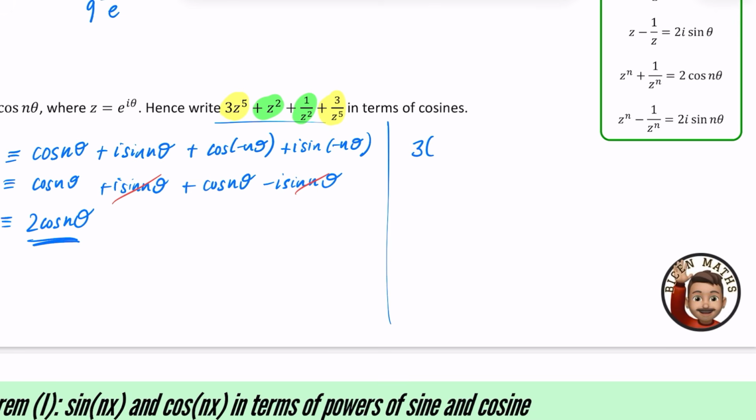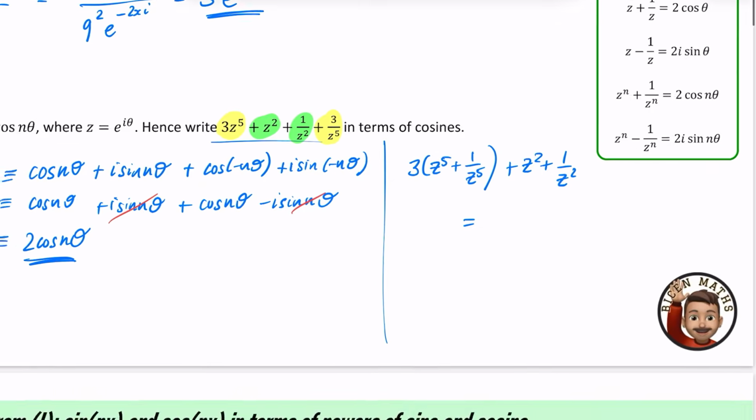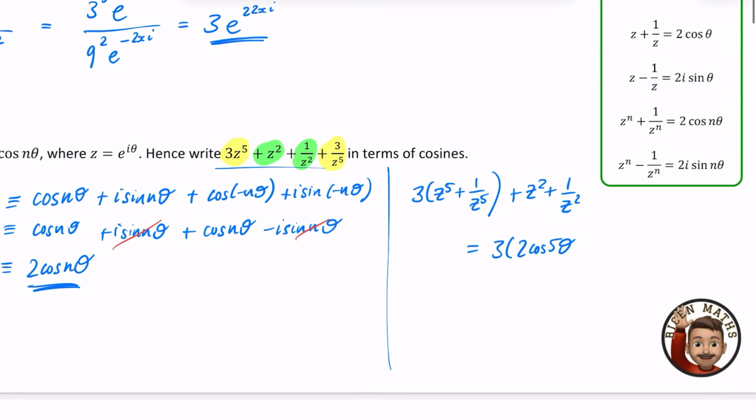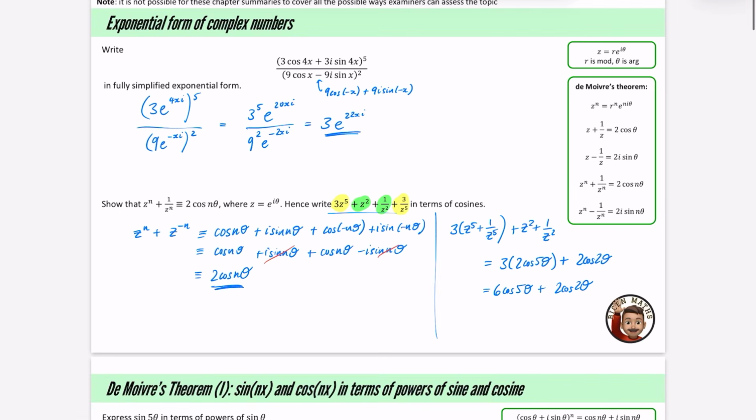So it's 3 lots of z to the 5 plus 1 over z to the 5, plus z squared plus 1 over z squared. That is just equal to, well, the thing that's inside the bracket, sometimes people forget they need the 2 there as well. So it's 3 lots of 2 cos 5 theta, just using those identities in the green box. And this one is just going to be 2 cos 2 theta. So it is going to be 6 cos 5 theta plus 2 cos 2 theta. And we'll be using that in some of the next questions that we have as well.